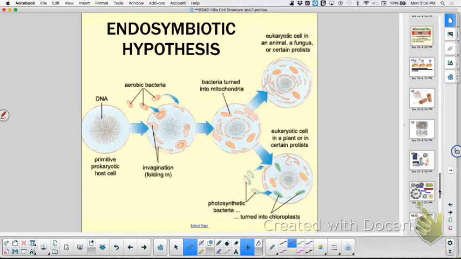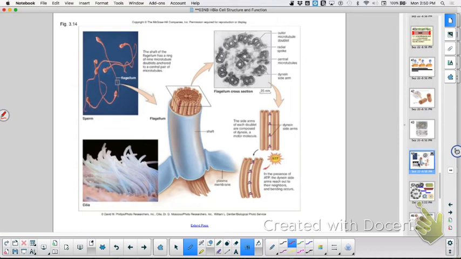Okay, one last thing. Transport, cilia and flagella. I think I talked to you about cilia and flagella, it's a 9 plus 2. There's 9 doublets around and 2 in the center, whereas centrioles are 9 groups of 3. And basal bodies, which anchor cilia and flagella, are the 9 groups of 3.